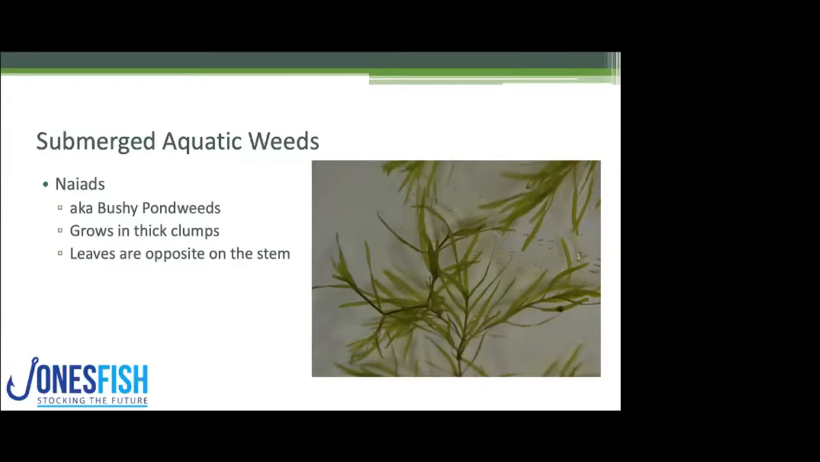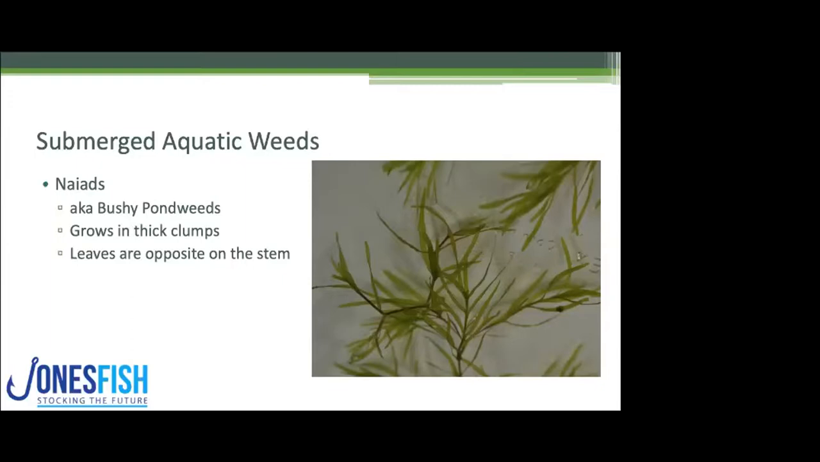Usually it doesn't hit the surface for the most part, but it can get pretty aggressive, and usually chemical control is going to be one that works pretty well. Grass carp love this species, so grass carp is another good method of control if you want to get away from the chemical usage.